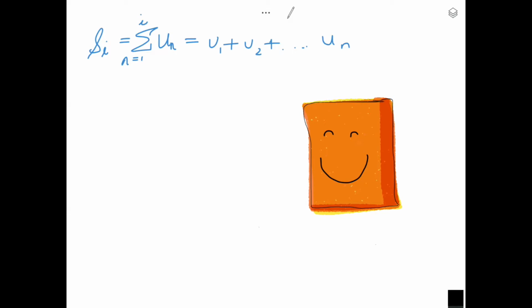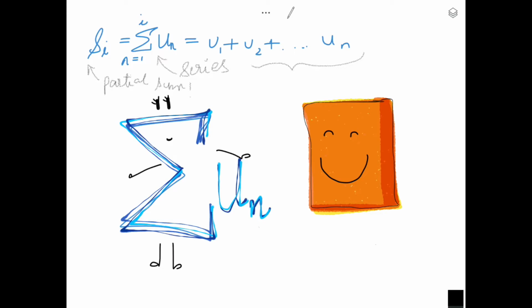You have a series, summation u of n, and you take the summation till the ith term. What I mean by this is that Si is equal to u1 plus u2 plus u3 going on to u of i. So this sum is then called the partial sum, and note that this will always be a finite number because you know that you're adding finitely many terms.